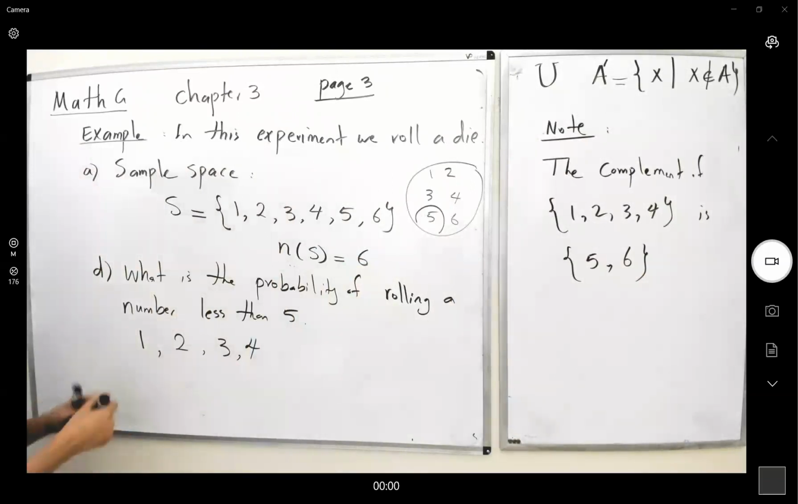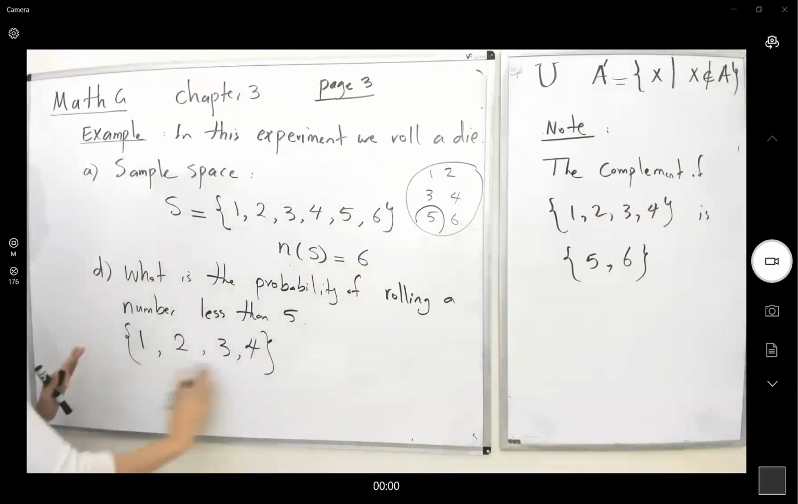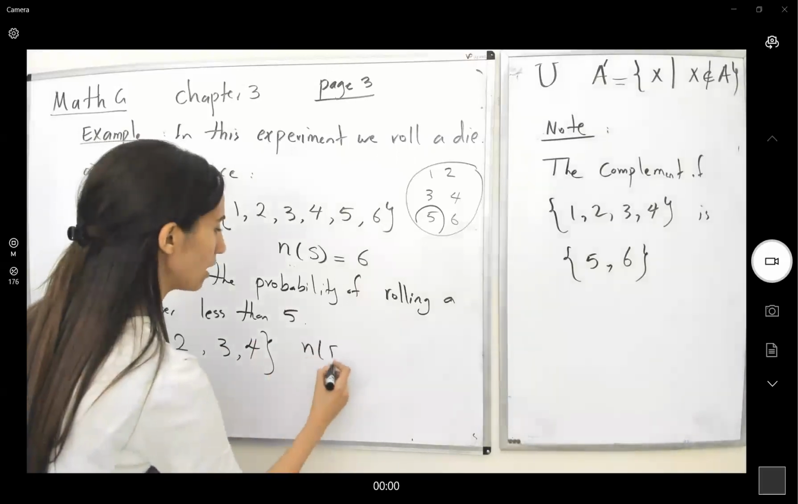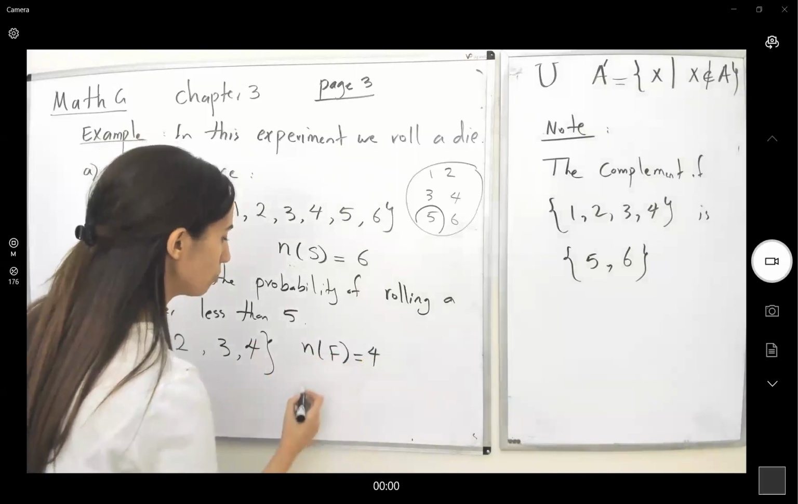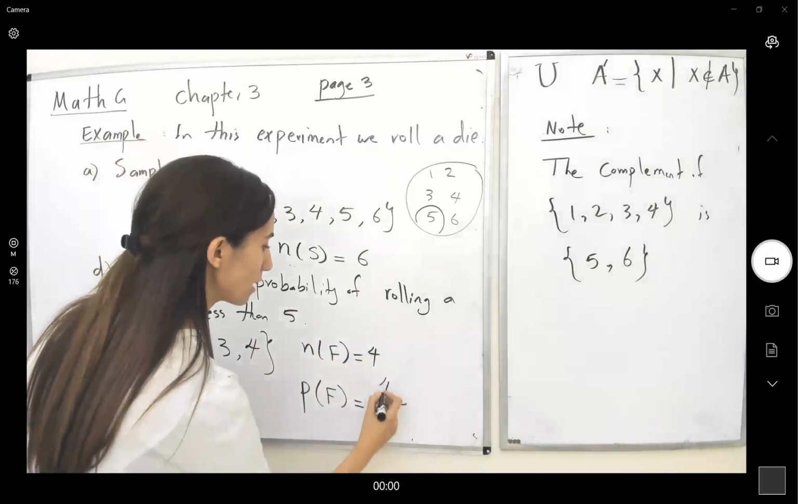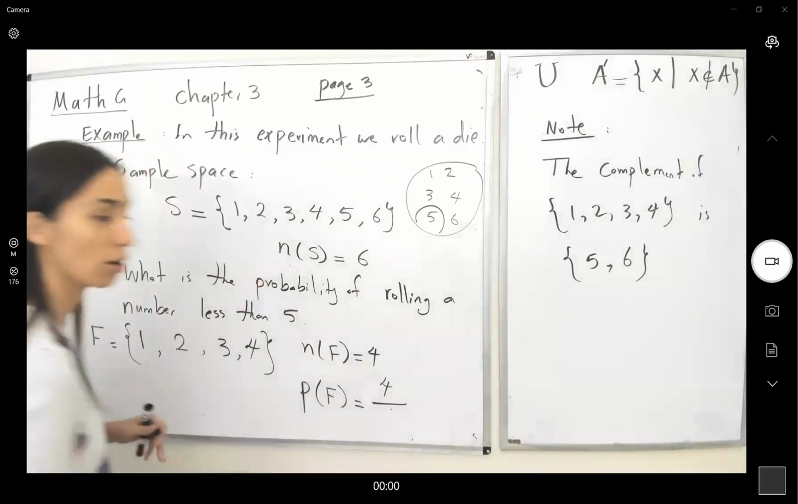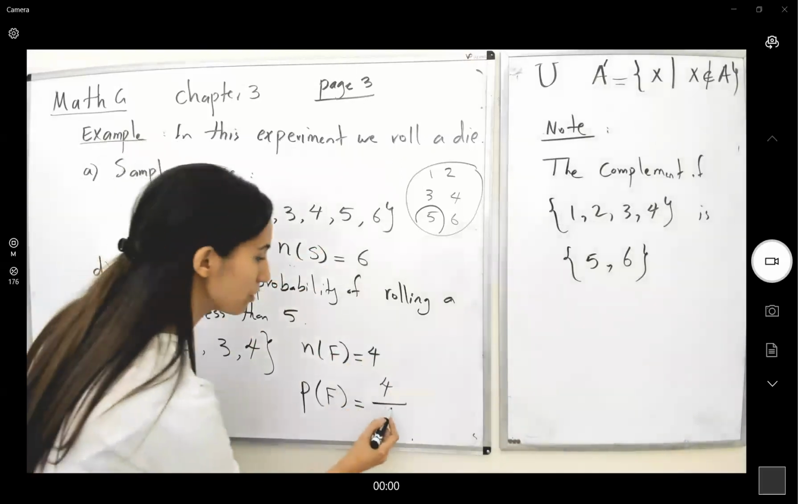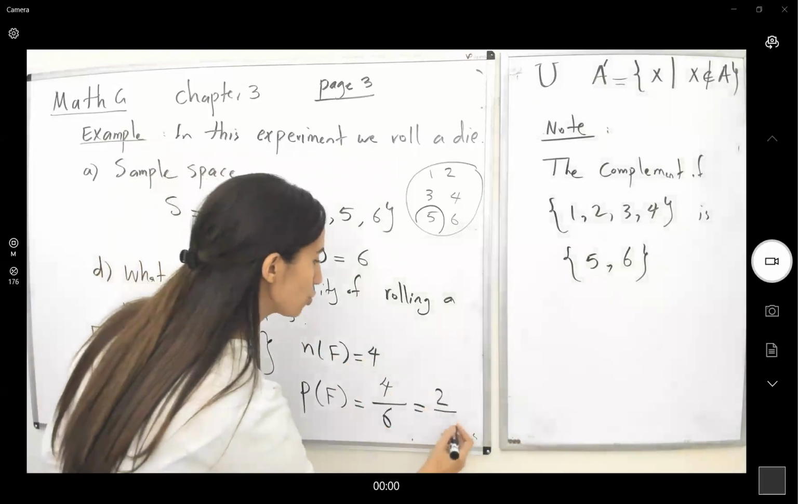So what's the cardinality of this set? The cardinality of this set, the size of this set, let's call this set F, event F. The cardinality of F is equal to 4. So you might say, hey, the probability of event F is the cardinality of F divided by the cardinality of your sample space, which is 6. So you get 2/3.